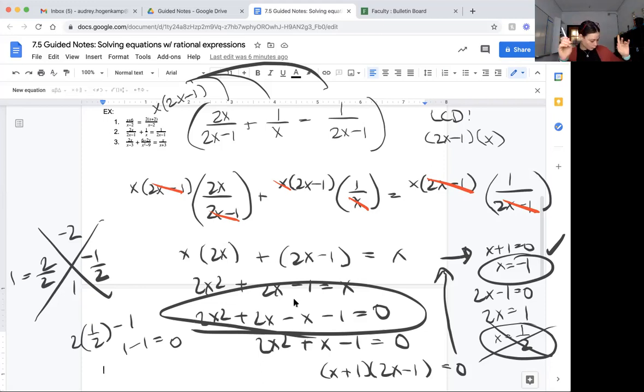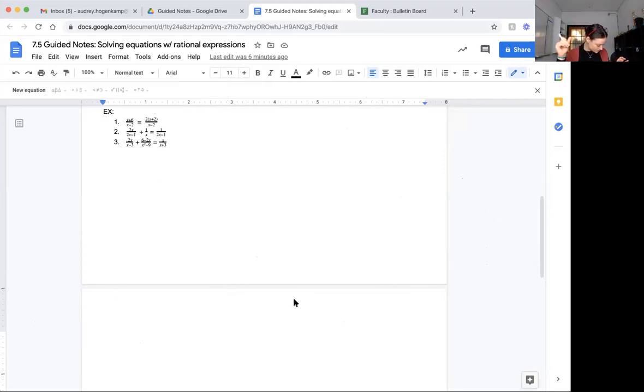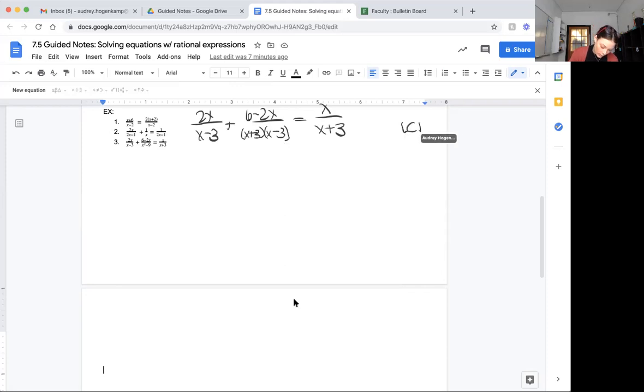And then our last problem, we have 2x over x minus 3 plus 6 minus 2x over x squared minus 9 equals x over x plus 3. We know that to find a common denominator, we need to factor. So I'm going to go ahead and factor x squared minus 9, which I immediately recognize as x plus 3 times x minus 3 for difference of squares. And then my LCD, therefore, to include each unique factor will be x plus 3 times x minus 3.